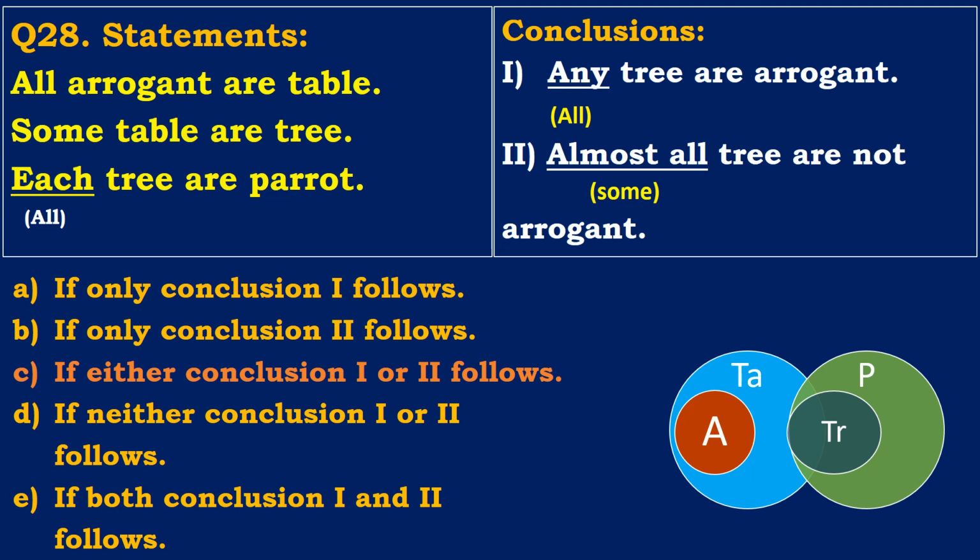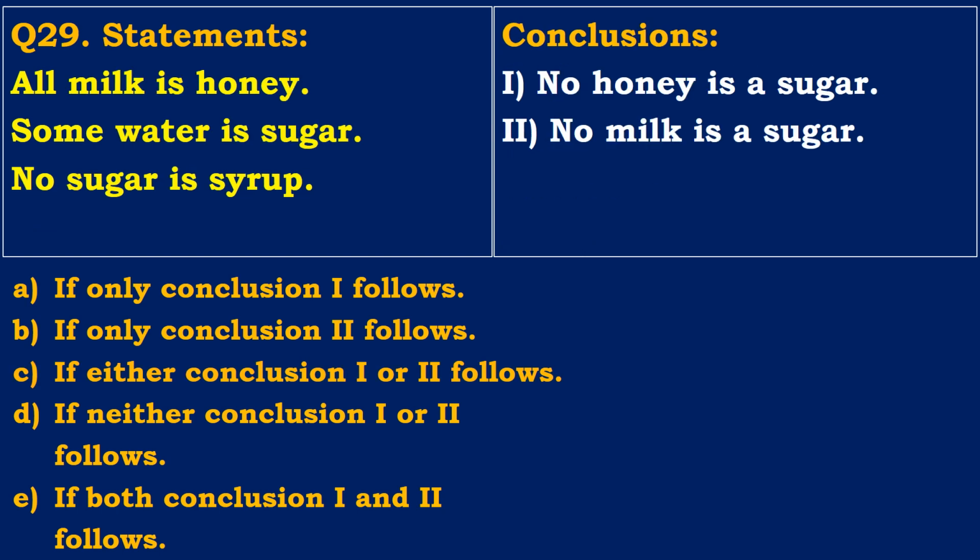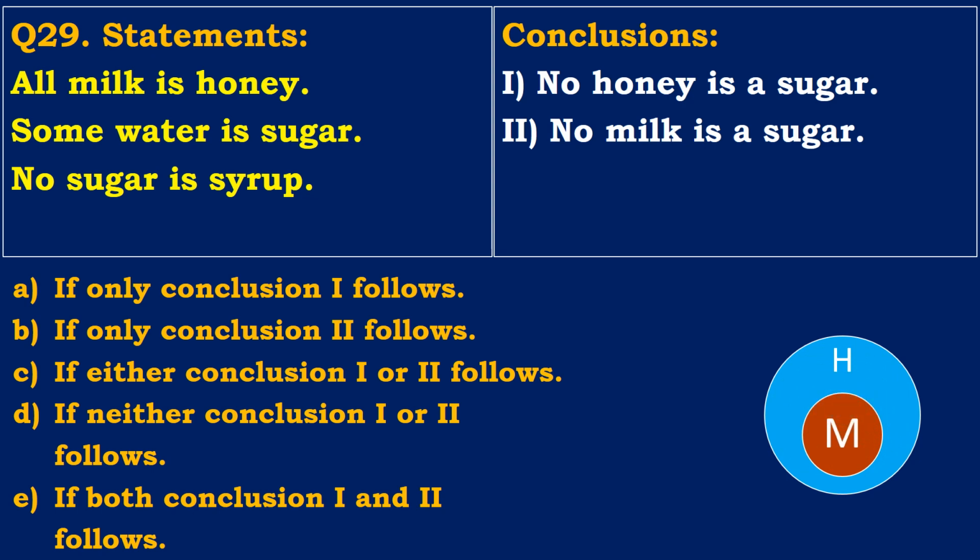Challenge 29. All milk is honey. Some water is sugar. No sugar is syrup. Conclusions: No honey is sugar. No milk is sugar. Although there is no relation between honey and sugar, or milk and sugar, we cannot definitely say that both conclusions are correct. Both conclusions do not follow the statements. Hence, option D is correct.